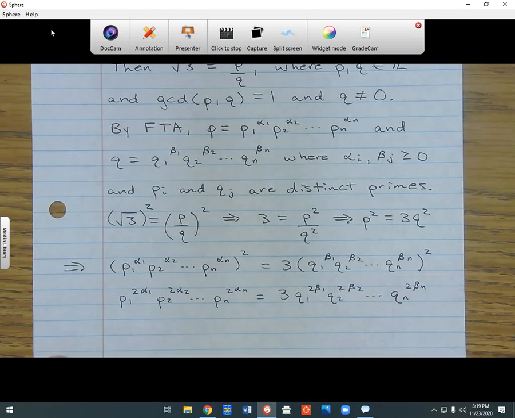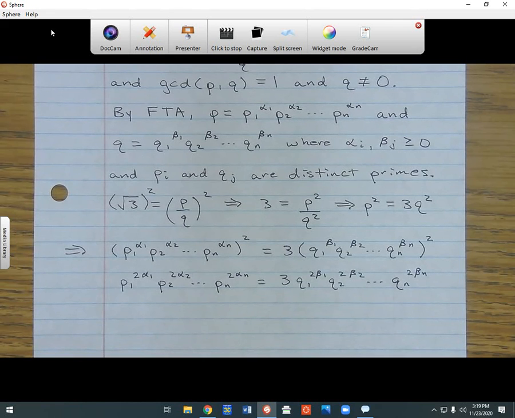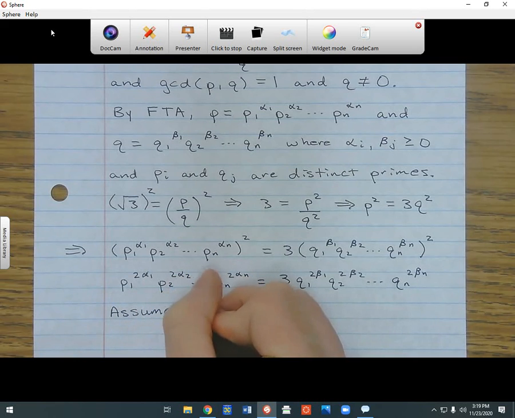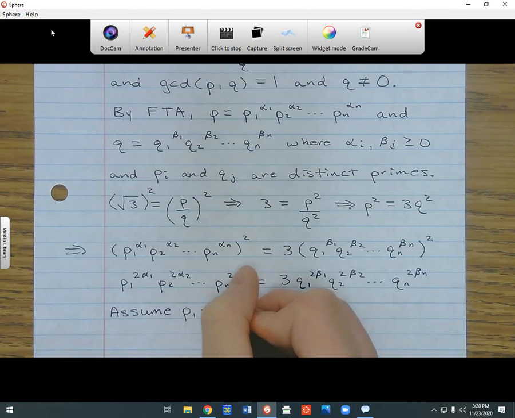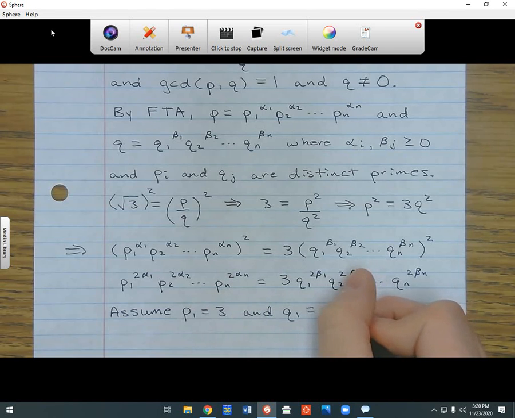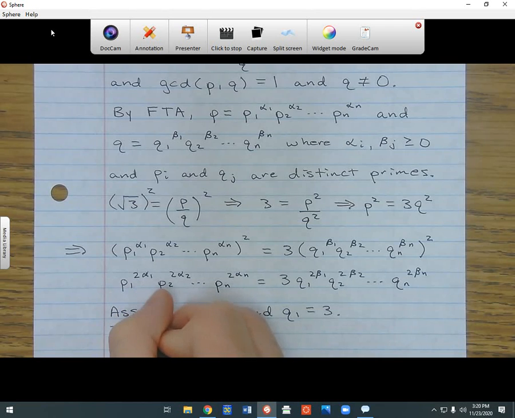Okay? Now, we're going to assume that the first prime is going to be 3. And that's going to help us in our proof. Now, of course, 2 is also a prime number, and it's the first prime number, but it's going to be some other prime, not the first prime. Okay? So then, what can we say about the number of 3's that show up?